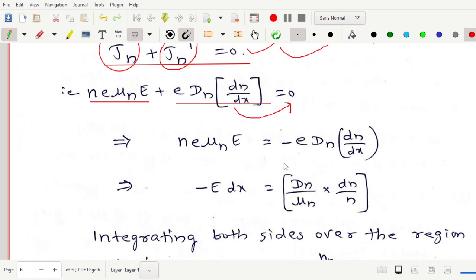Now again what we do is, here we have the negative sign, we will bring it this side, and we have dn by dx, so that will bring it this side. So that will become this negative side also, then next to the negative sign also we will take it this side. So on the left hand side we will be having minus e dx.